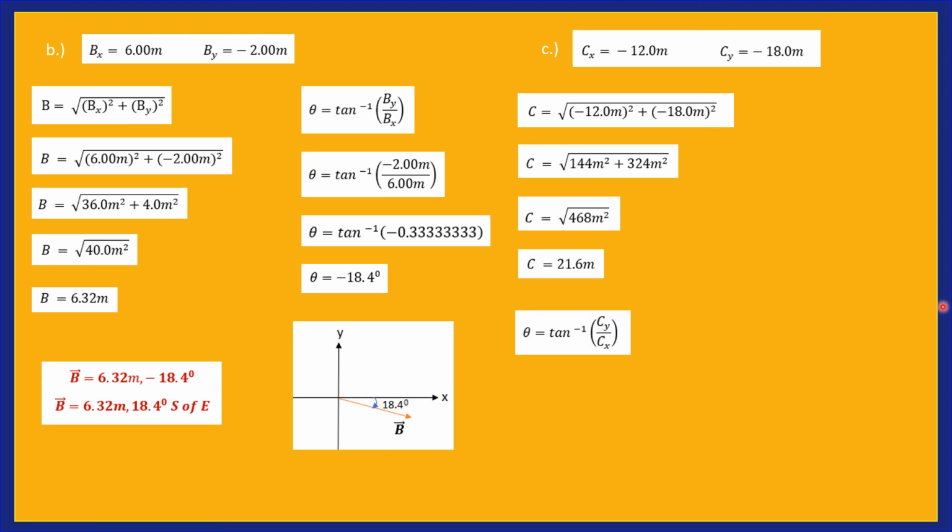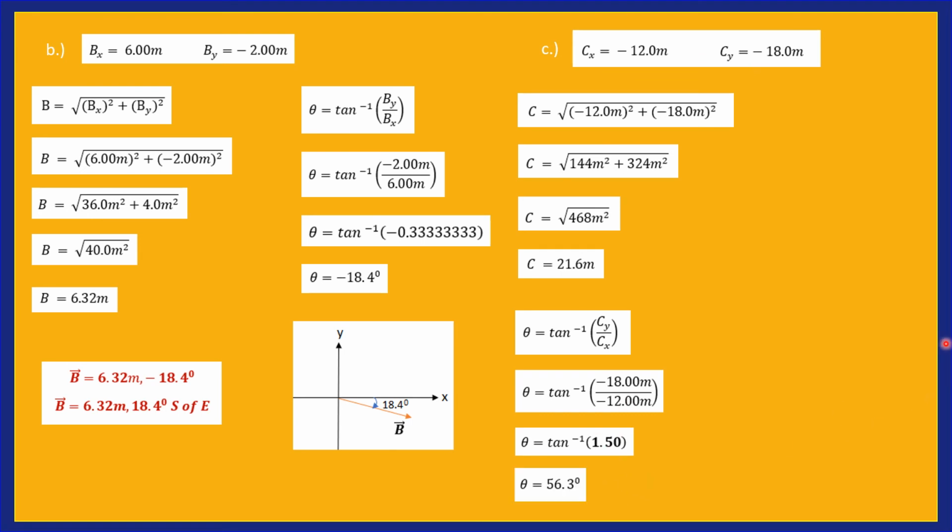That's the magnitude. And for the angle theta, we have arctangent of Cy over Cx. We have negative 18 over negative 12. It gives us 1.5. Tangent inverse of 1.5 is 56.3 degrees. Now look at this result. This result tells us that the angle is positive, meaning in this case the vector must lie in the first quadrant.